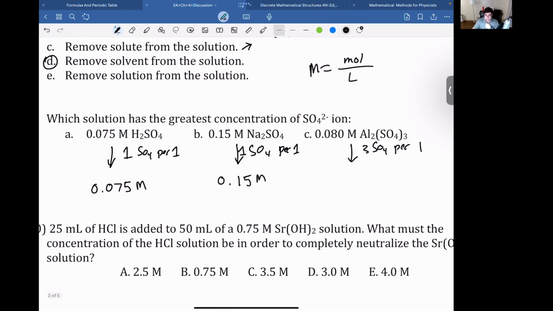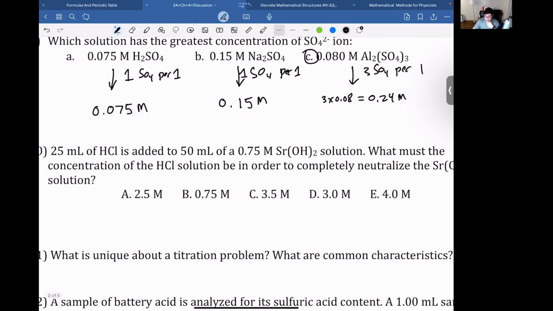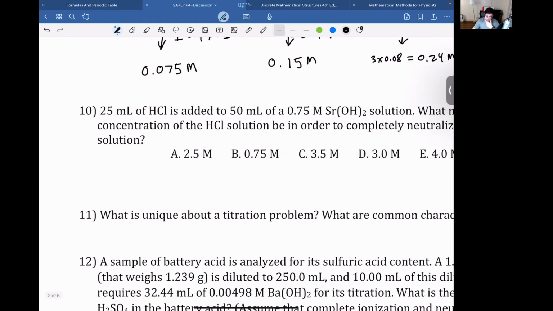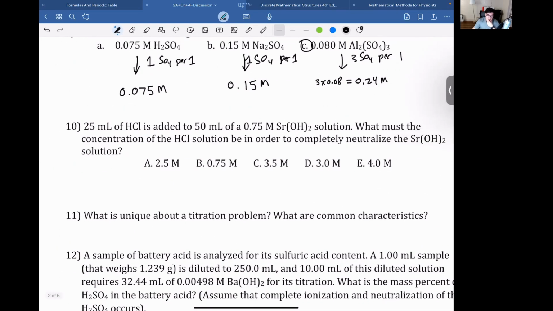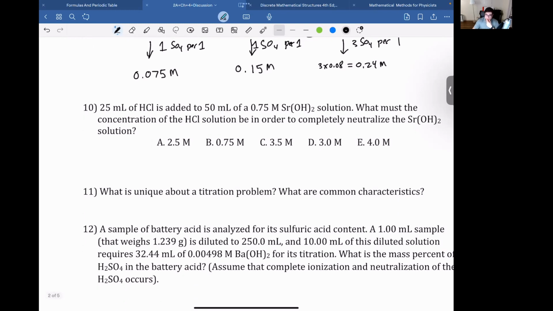This last one produces 3 sulfates. So 3 times 0.08 is going to yield 0.24 molar. So the answer is C. That one's the highest. And again, these are in a constant volume, which is why you're allowed to do this. Do not do this when you get into titrations. I promise you'll get stuff wrong.